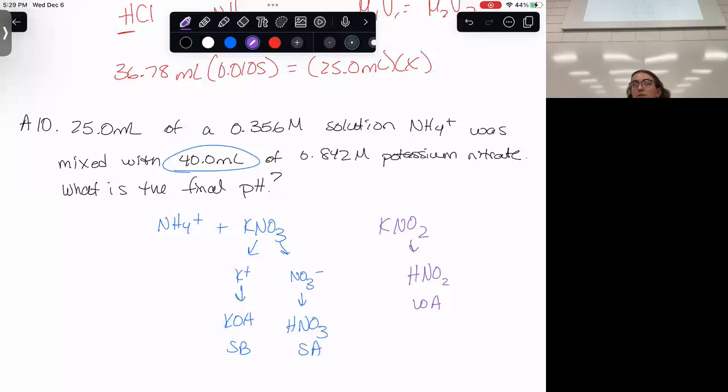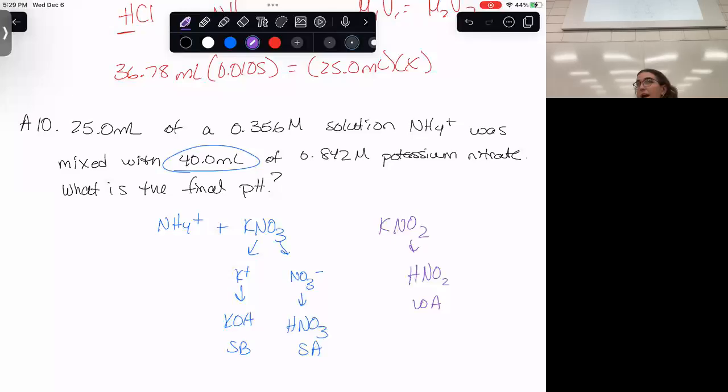But yes, since that one would be a weak component, then that would contribute. But since we have 2 strong components, this only contributes its volume. Questions on that?